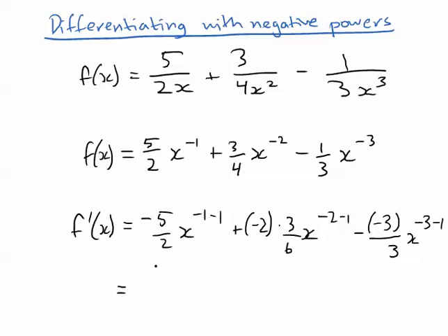And let's tidy it up a bit. The first one is minus 5 over 2 x to the power of negative 2. And then this one we're going to have to multiply the minus 2 by 3, which gives us minus 6. Minus 6 divided by 6 is just minus 1. So we just get minus x to the power of minus 3. And then here, minus 3 divided by 3 is minus 1. But because we're taking away minus 1, that gives us plus x to the power of minus 4.